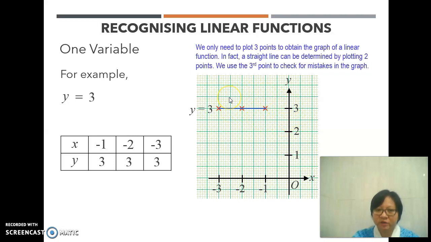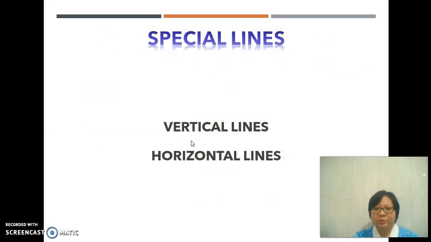So a linear function with one variable, the y variable, will always be a horizontal line. Previously, linear functions with one variable, the x variable, will always be vertical lines. And for linear functions with one variable, the y variable, will always be horizontal lines. So both are special lines.